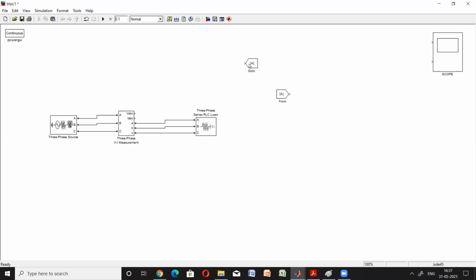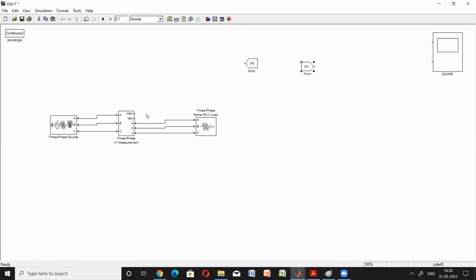Because you can see in the Goto we have an arrow coming inside, and in the From block we have an arrow going out. That means the system will be operated in such a way that we give the signal in the Goto block, the Goto and From blocks are internally connected, and then we get the signal from the From block. Suppose I give you a very common example.